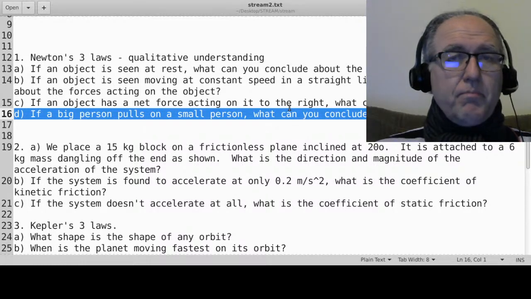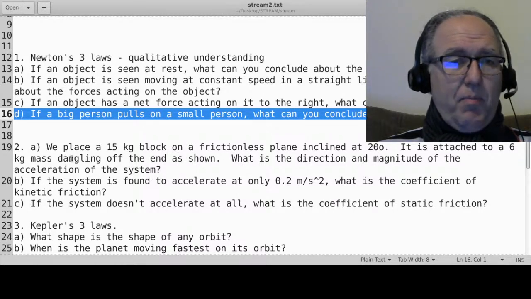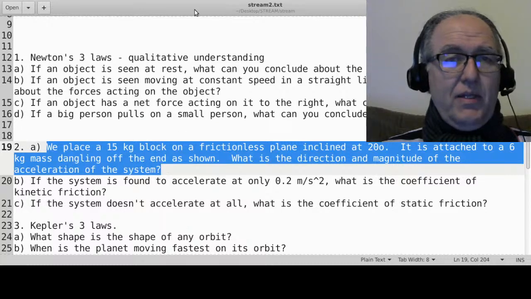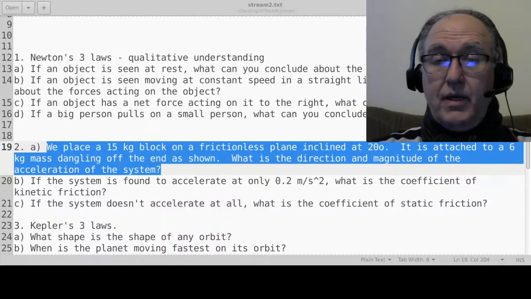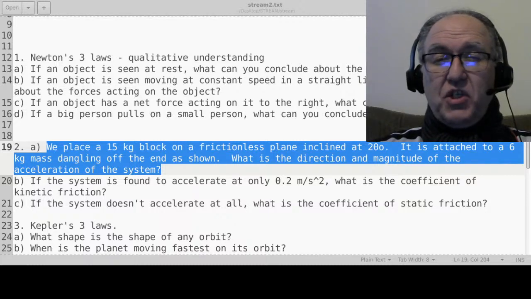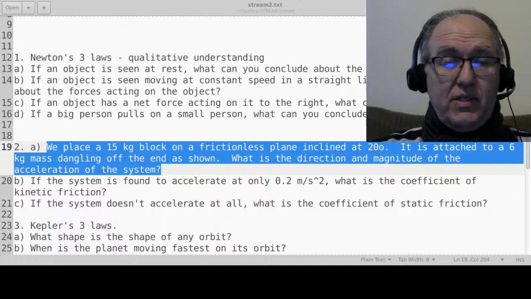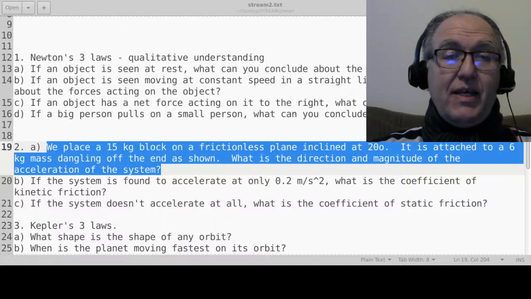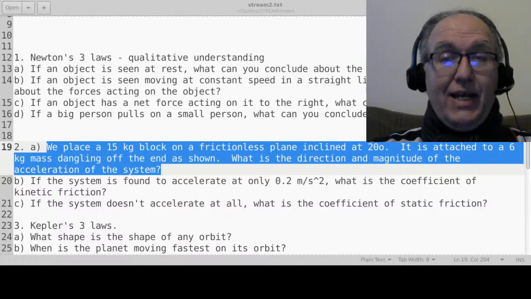All right, so this is the type of problem that we did in class, and in this problem I tried to cover all the possibilities. Let's read the question. We place a 15 kilogram block on a frictionless plane inclined at 20 degrees. It is attached to a 6 kilogram mass dangling off of the end as shown.